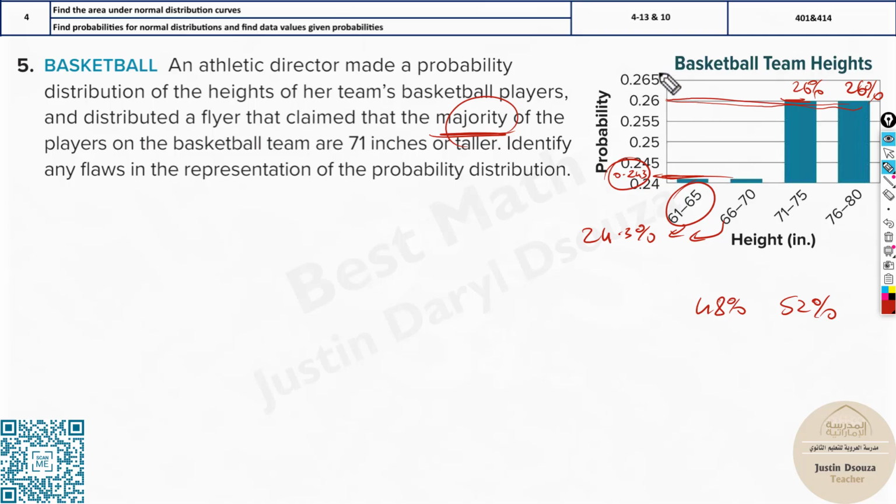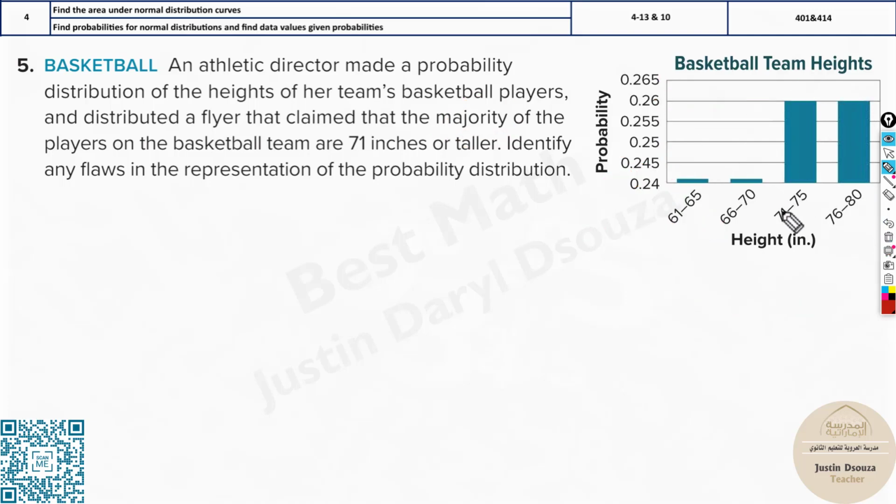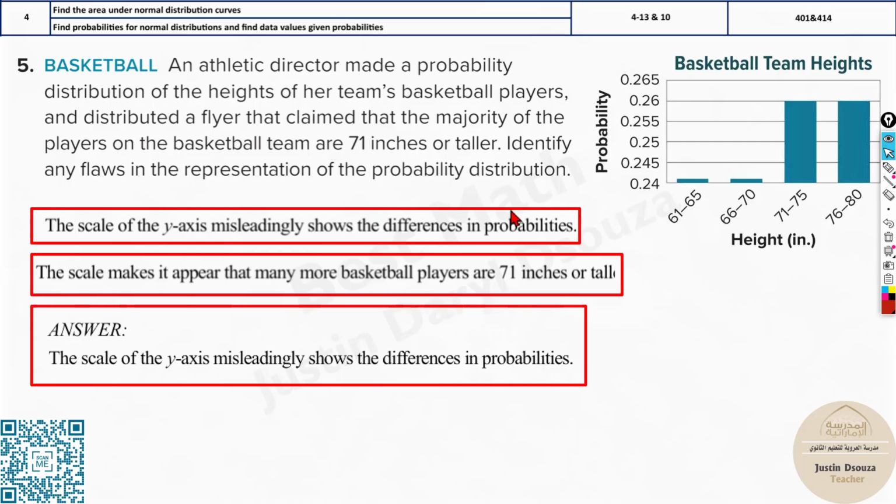Now what did they do? They manipulated the data along the axis. See over here, they just shrunk this, they made these changes and made sure it looks like the 71 to 75 are much higher, but in fact they have just manipulated the axis. If you write over here, 52% are only above 71, whereas 48% are less than that. So it's not actually true. The scale of the y-axis is misleading, because it exaggerates the difference in probability. This looks like more, but in fact it isn't. So that is the thing.